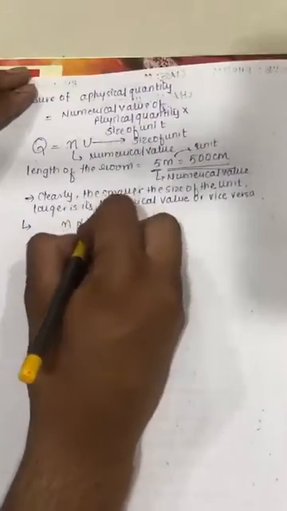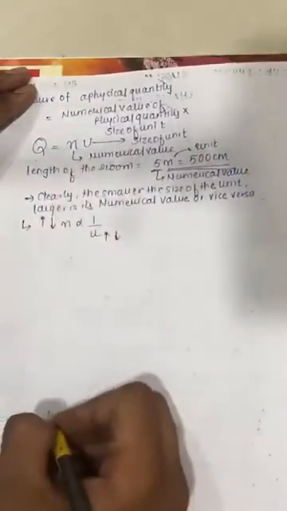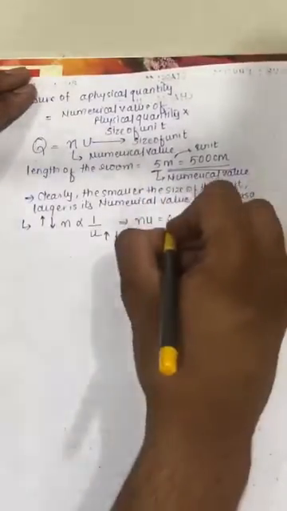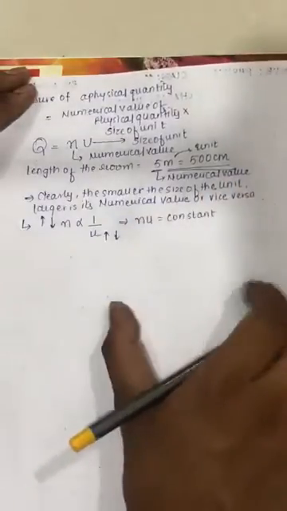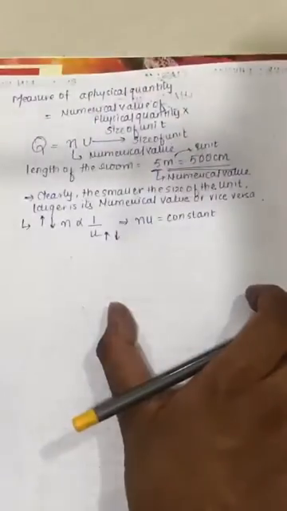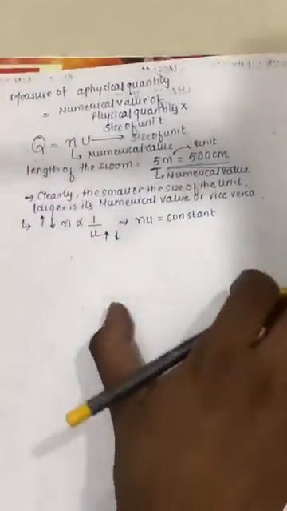I can conclude one relationship from here: n is proportional to 1 upon u. If the size of the unit is more, the numerical value is going to be less. If the size of the unit is less, the numerical value is going to be more. From here I can conclude that nu is constant. 5 meter is the length of the room, or 500 centimeter, is one and the same. Therefore this nu is constant.